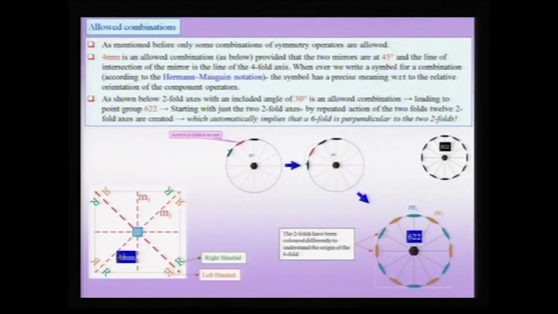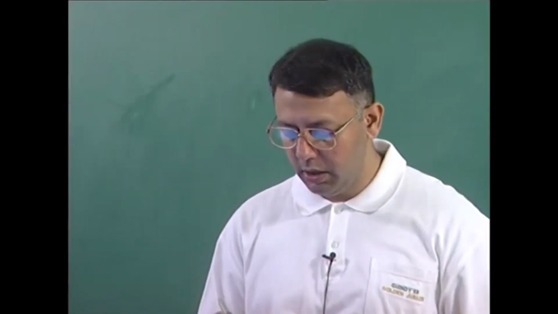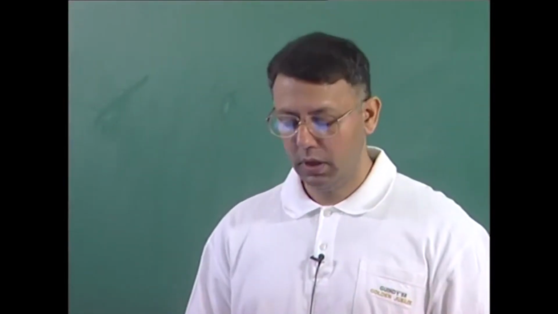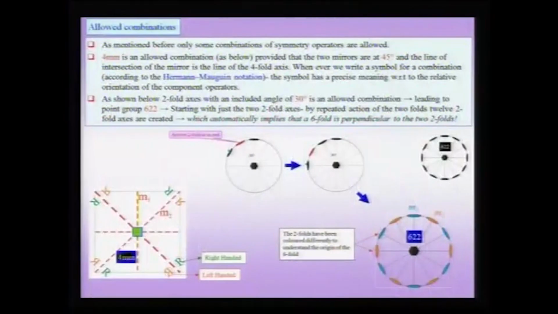Suppose I am talking about a 4 mm symmetry. Though the symbol does not tell all the details about this allowed combination, what we exactly mean by this 4 mm symmetry is that you have a 4-fold, one vertical mirror and one diagonal mirror, and the orientation between the two mirrors is 45 degrees. These are things which are implied, which are not explicitly written out, but which are implied in the symbol.